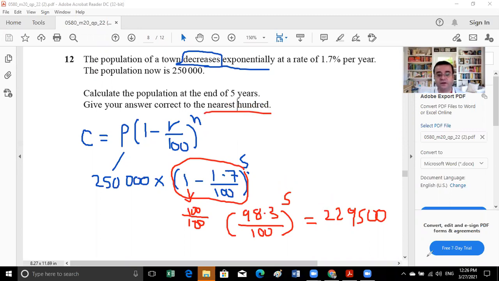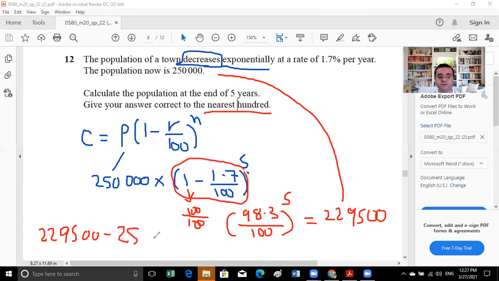Now, this is a compound interest. Minus from the original, 250,000. Correct? So how much do they lose? Because it decreases exponentially, it becomes 229,500 minus 250,000, which is 20,500 loss. You understand? Yes. And you get the answer.